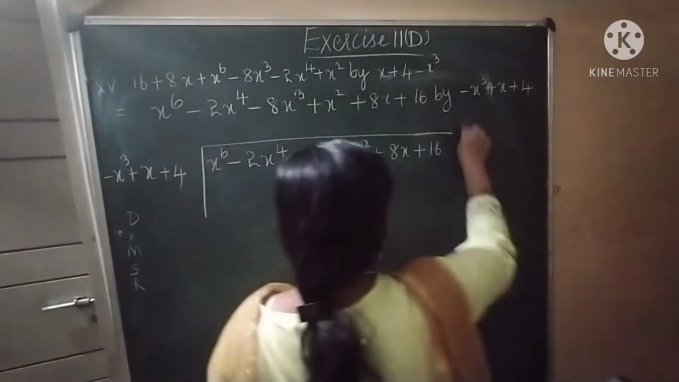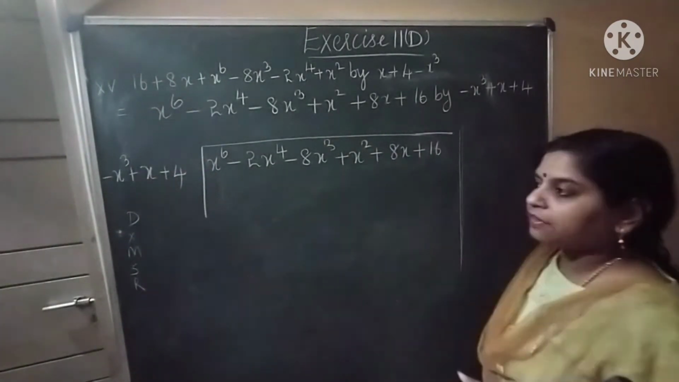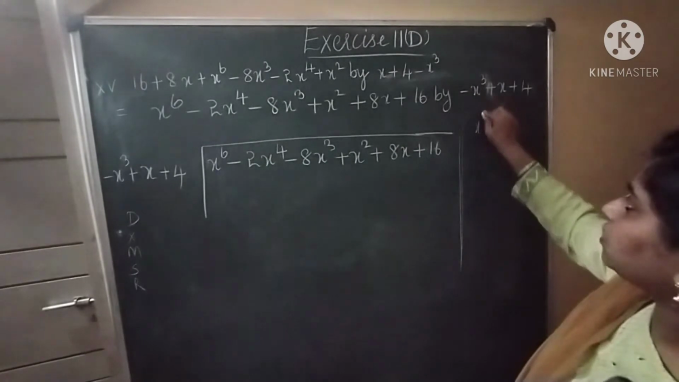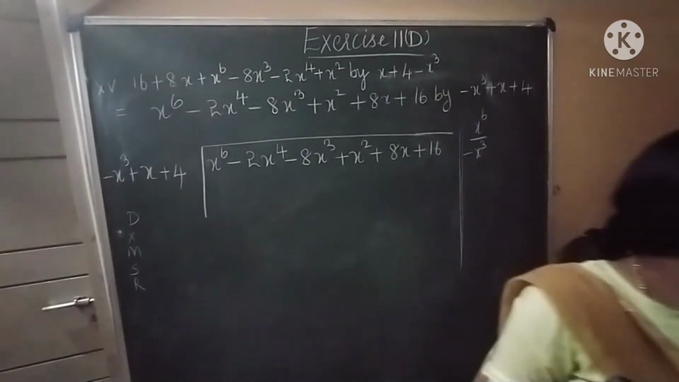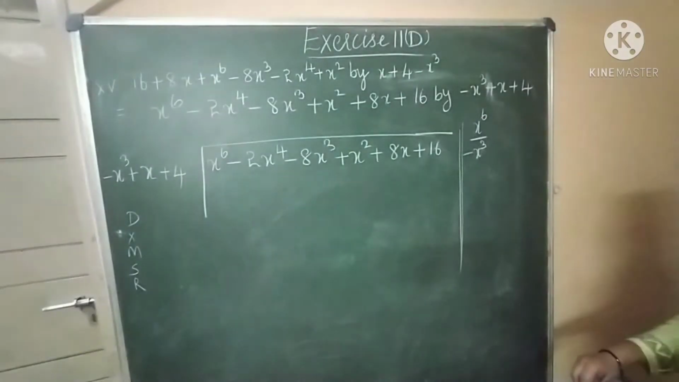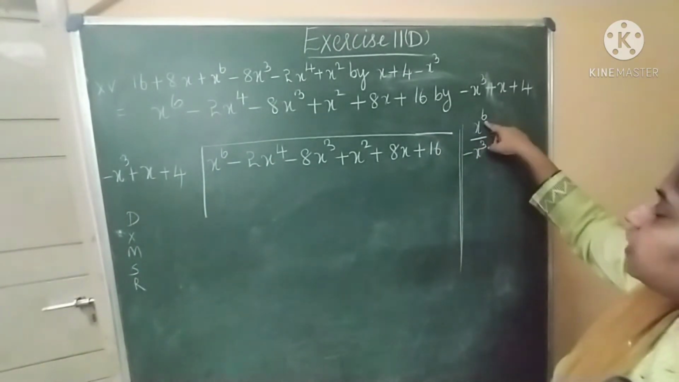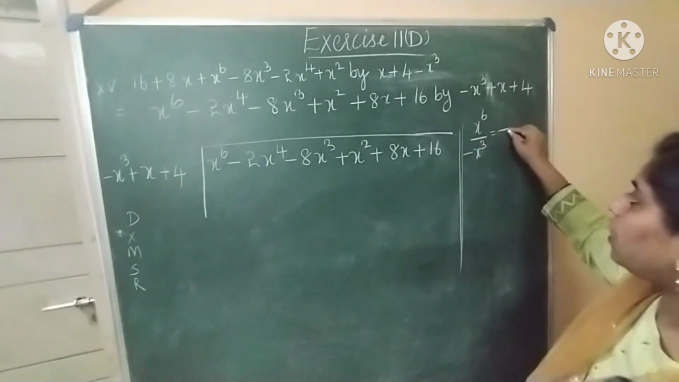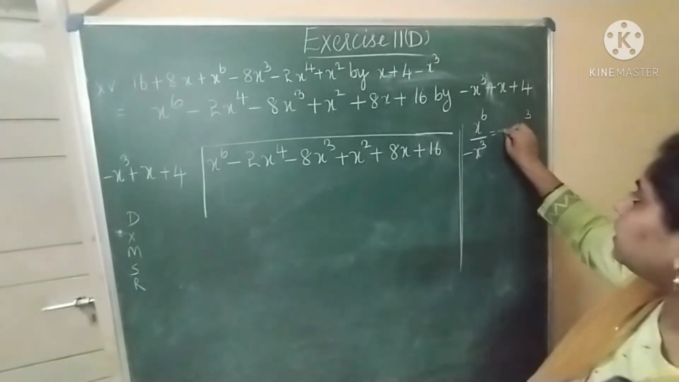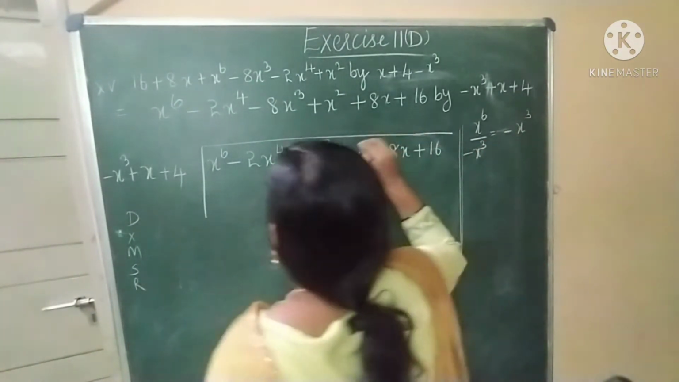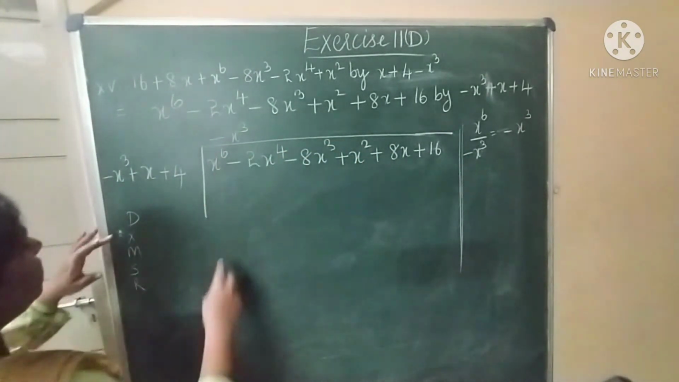First we will start dividing the first term of the dividend with the first term of the divisor. Here the first term of the dividend is x to the power of 6 divided by minus x cube. So if you observe, plus and minus gives you minus, and x to the power of 6 divided by x to the power of 3 gives you x to the power of 3, because 6 minus 3 gives you 3, minus x to the power of 3. So here the quotient is minus x to the power of 3, and then the division is over.